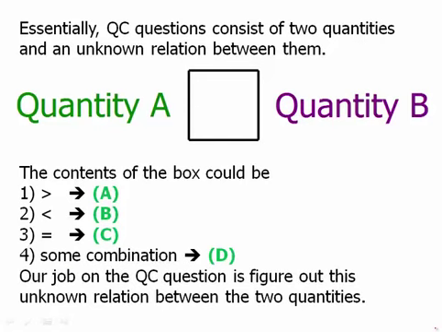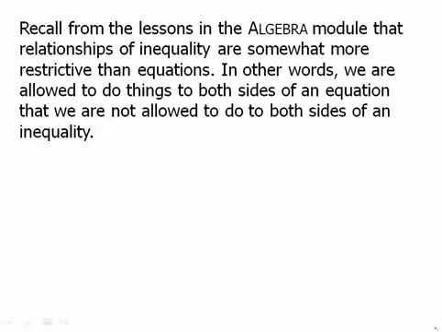Our job on the QC question is to figure out this unknown relation between the 2 quantities. So it's a little different from other math types. In other math types, we might be solving for a variable. Here, we're solving for a relationship. Recall from the lessons in the algebra module that the relationships of inequalities are somewhat more restrictive than equations. In other words, we're allowed to do things to both sides of an equation that we're not always allowed to do to both sides of an inequality. So we have to review. We've already talked about inequalities back in the algebra lesson, so this is just a review.